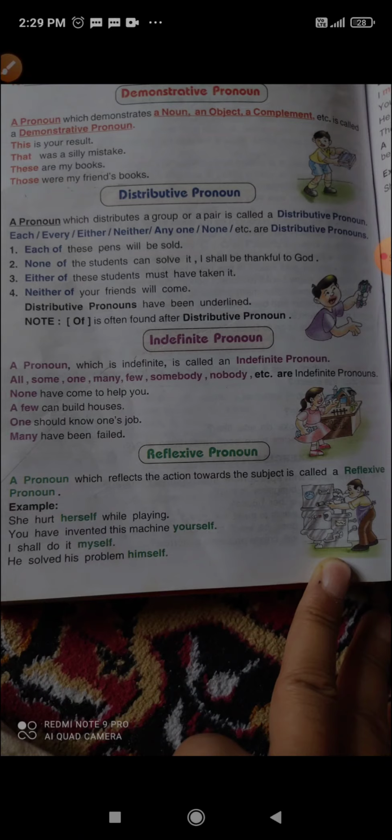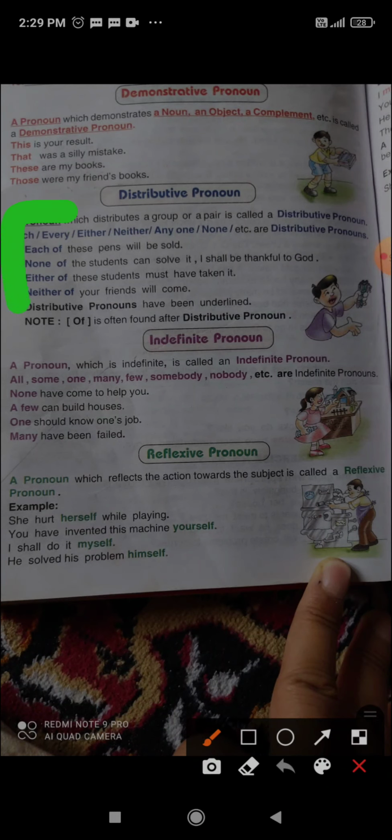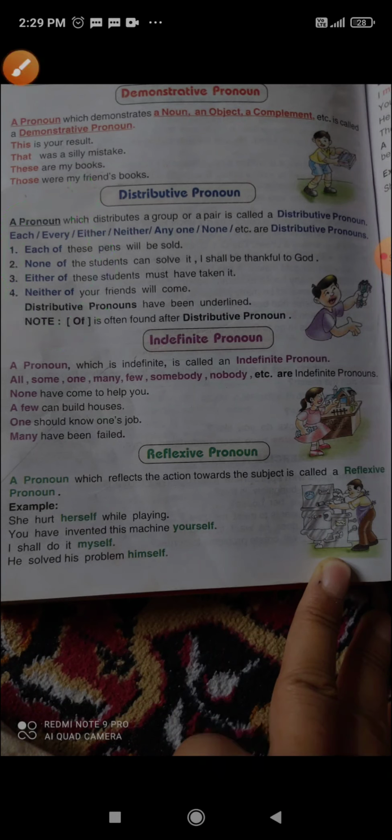Neither means talking about two, and either and neither are always taken in consideration of two or more, particularly two things, and it can be more than two. So neither of your friends will come means none of your friends will come. The distributive pronoun has been underlined. You can mark it from this very portion of the sentence.